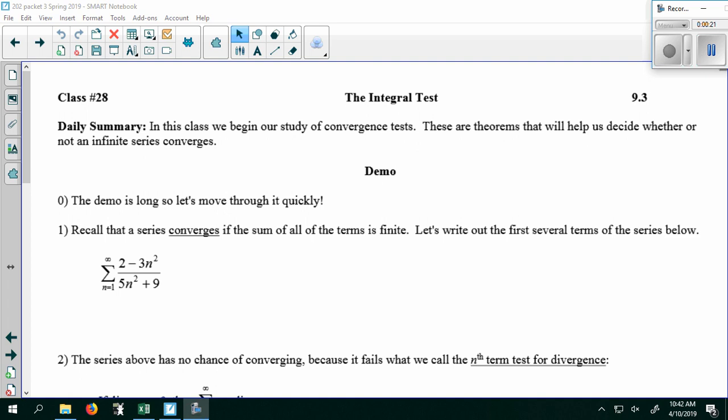The very first page of your packet has a list of all the convergence tests that you're going to be learning. So today we're going to talk about the P-series test, the nth term test for divergence, and the integral test. We did geometric series last class. So we're going to get about halfway through this table today.